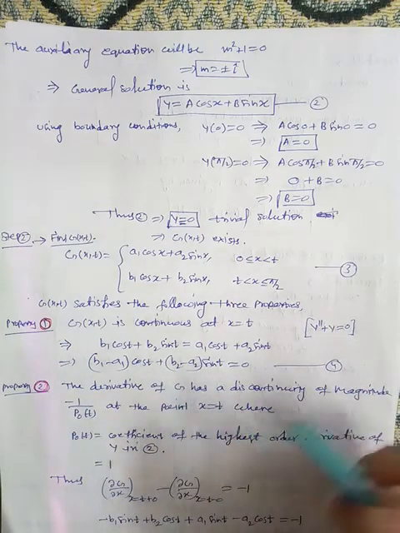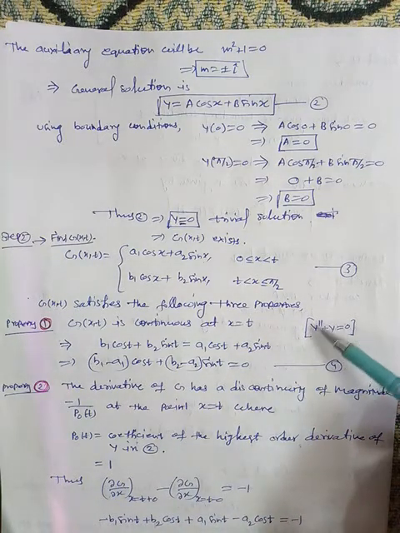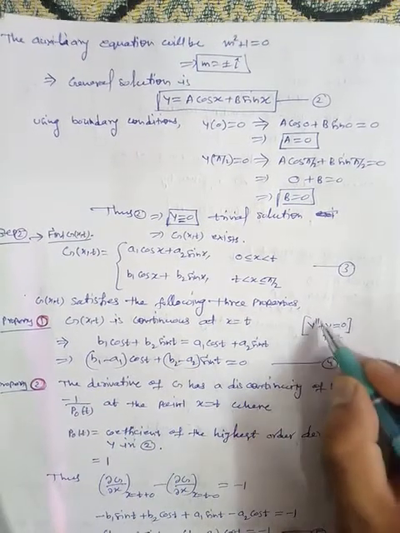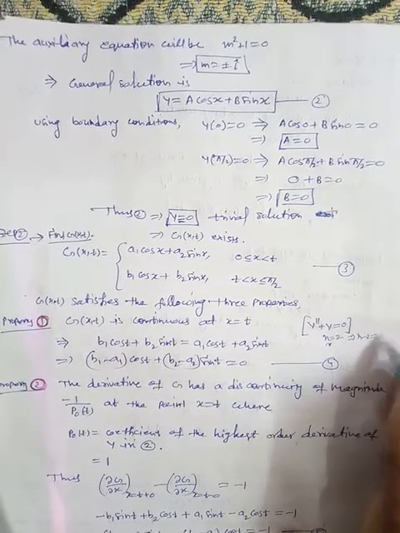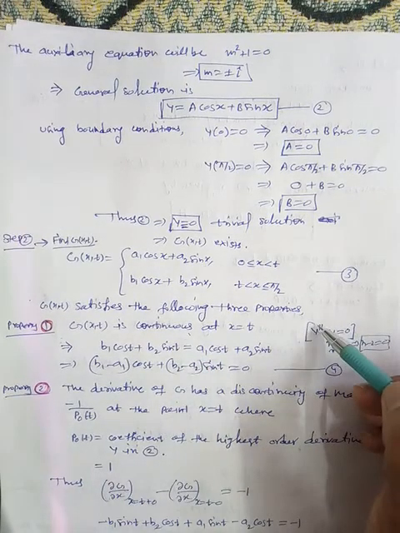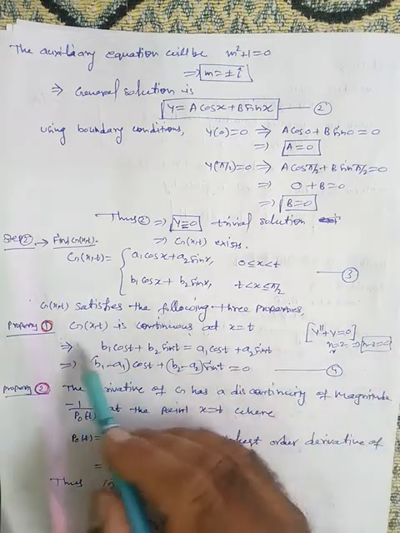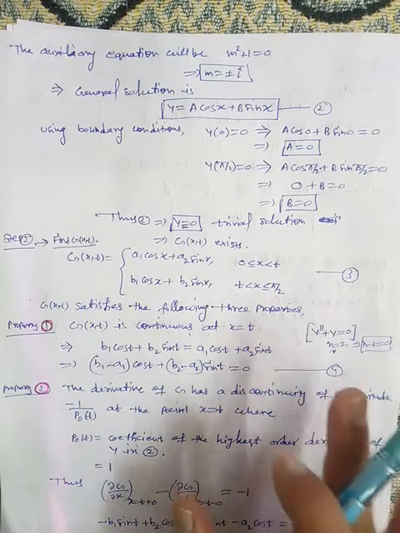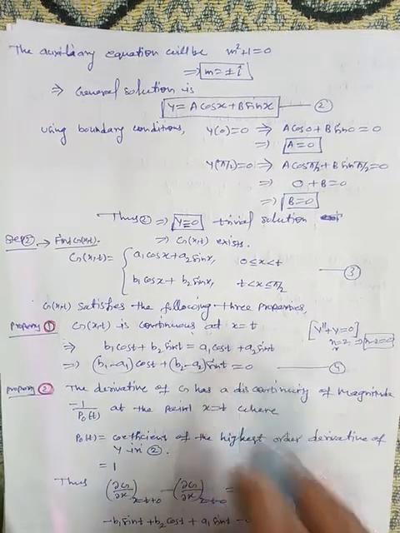So according to the condition, g and its derivatives up to order n minus 2, where n is 2. Here the highest order is 2, so n minus 2 will be 0. Hence only G(x,t) is considered. But suppose there was a third derivative, then n will be 3 and n minus 2 will be 1. Then G(x,t) and its first order derivative should be continuous at x equal to t. So this is by the property. So here G(x,t) is continuous at x equal to t.